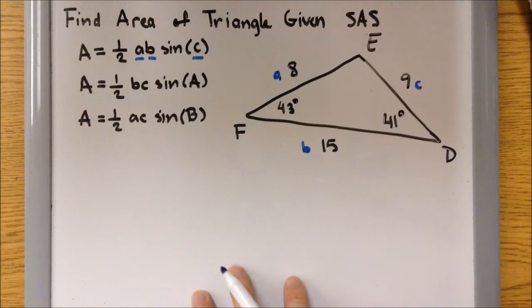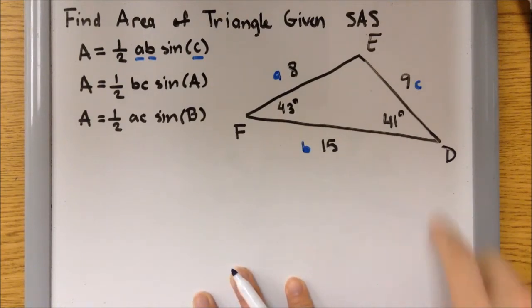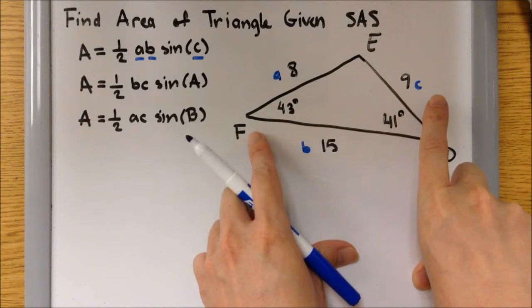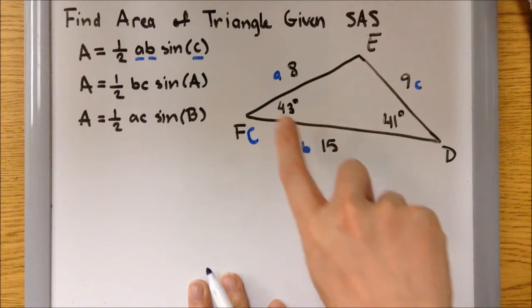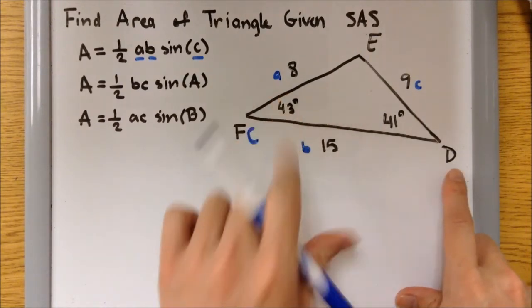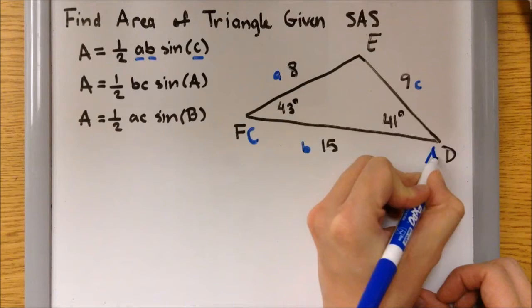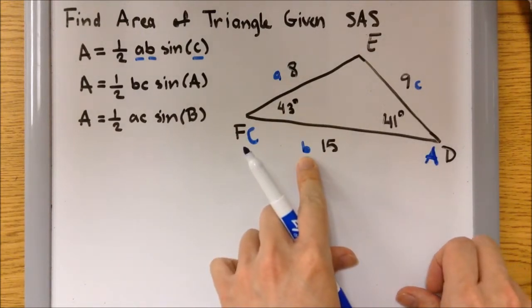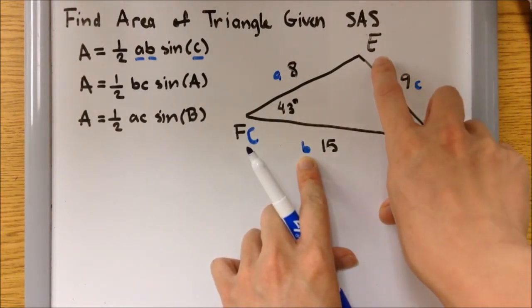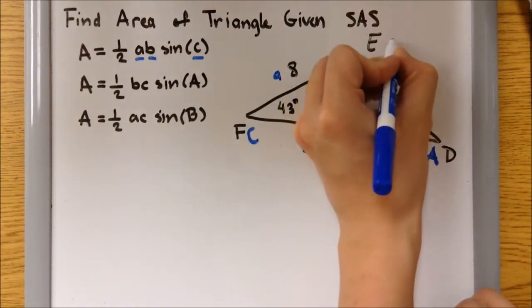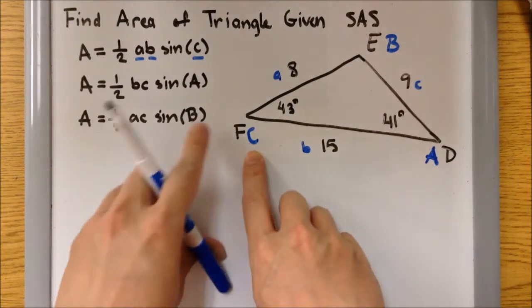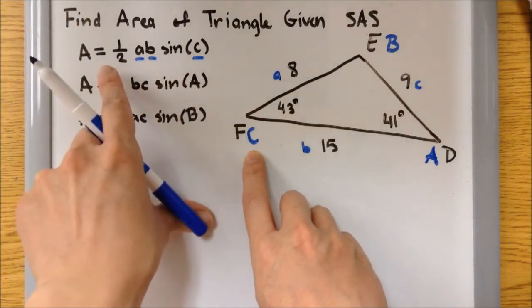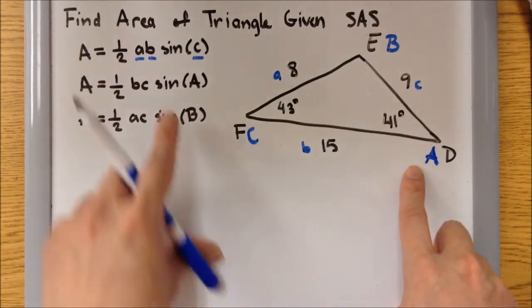And then once I label my sides, let's label our angles. So across from lowercase c, which is F, I'm going to put a capital C. Across from lowercase a, which is D, I'm going to put capital A. And then across from b, which is E, I'm going to put capital B right here. Now, the only one I could set up is capital C, which is sine C, the first one, and then capital A, which is the second one.